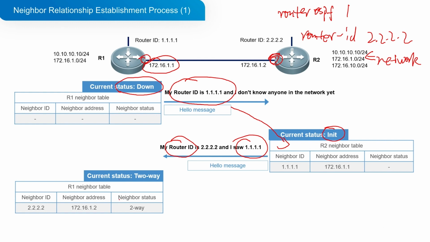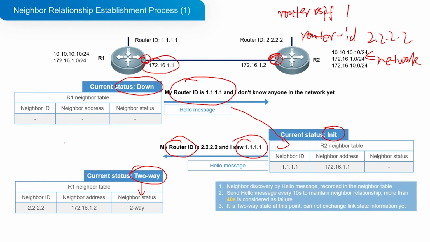And then R1 will change its current status into two-way, because it knows R2 sees R1 as its neighbor. Two-way is the first kind of neighbor relationship status, and it is the neighbor relationship between DROther devices. So we can see for the first process, the neighbor discovery by hello message, we use the hello to find the neighbor, and then we record the neighbor information into our neighbor table.